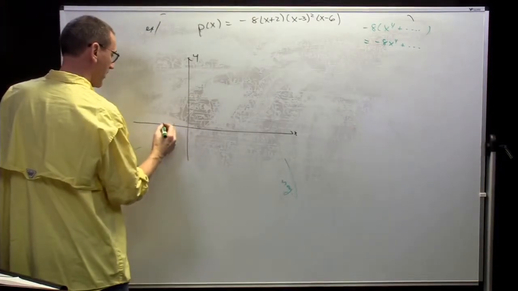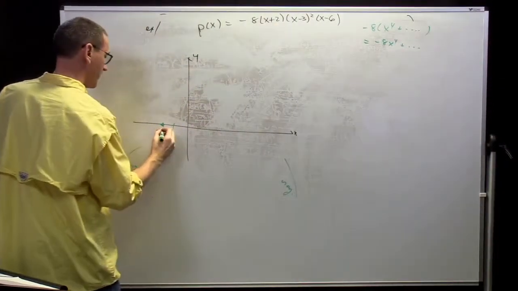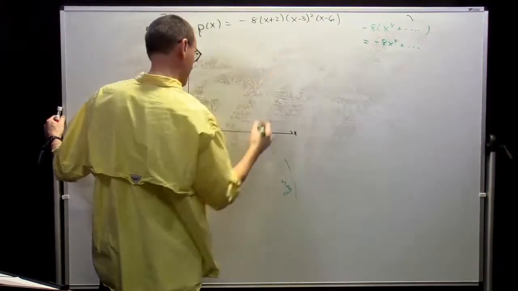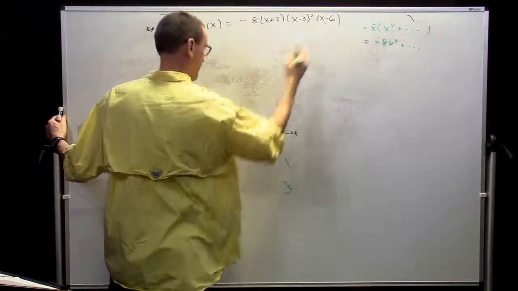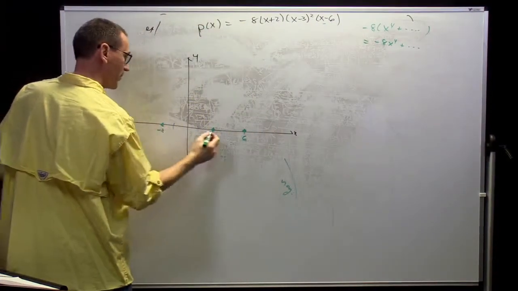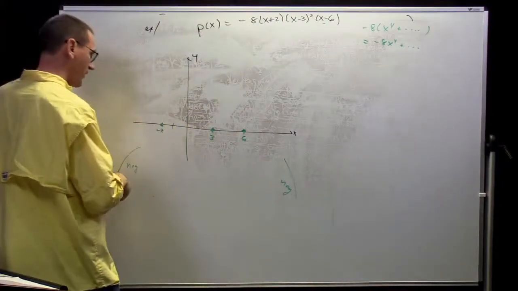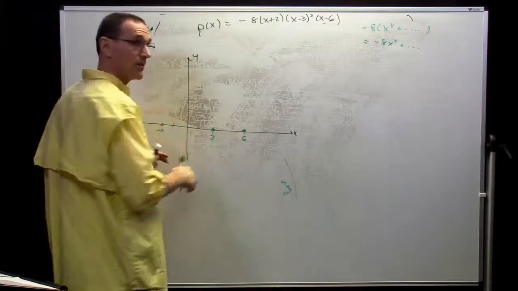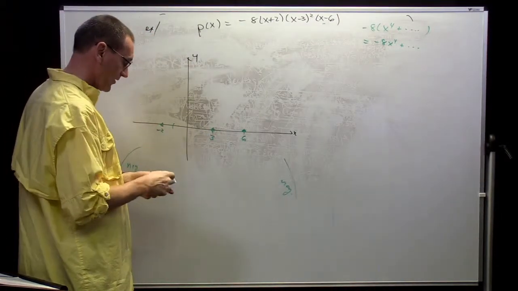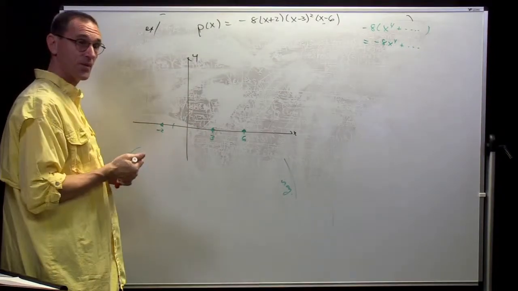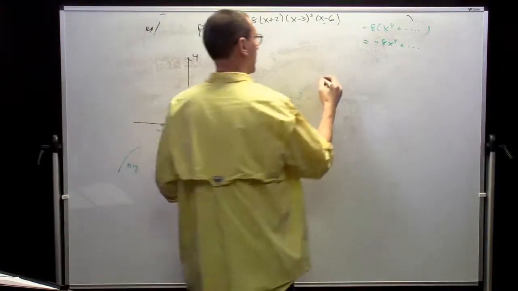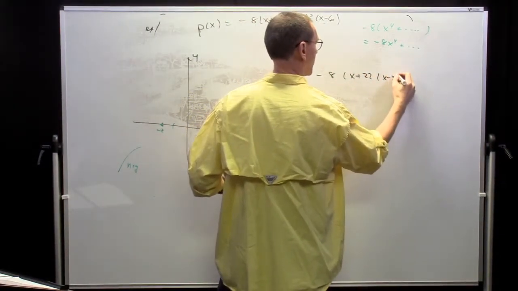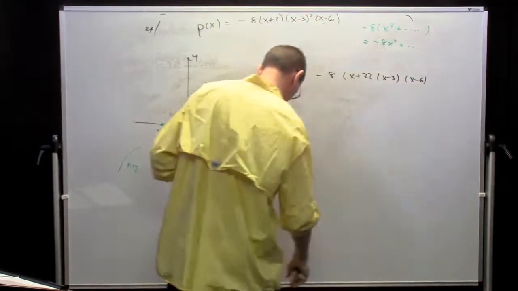Let's see. I know that when x equals minus 2, it's 0. When x equals 3, it has to be 0. And when x equals 6, it has to be 0. So I know it's going to go through these points. It's going to be negative out there, negative out there. I don't know if it's going to go through here or come back down. Same thing here or here. So I'm going to basically just step through and look at each interval separately and see what happens. So we have minus 8 times x plus 2, x minus 3, x minus 6. We can clean that up.